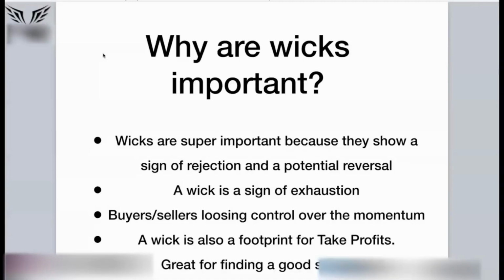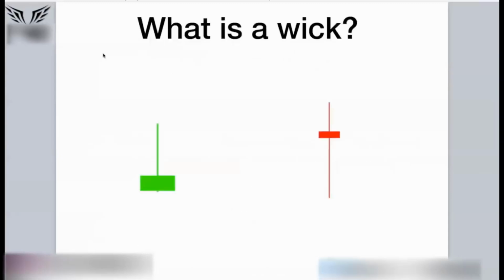It's great for finding a good stop loss. Like I said, wicks are super easy to identify your stop loss. You don't have to use zones or anything like that. You just need that wick. So what is a wick? Well, a wick simply looks like this. When you have a long tail, basically.